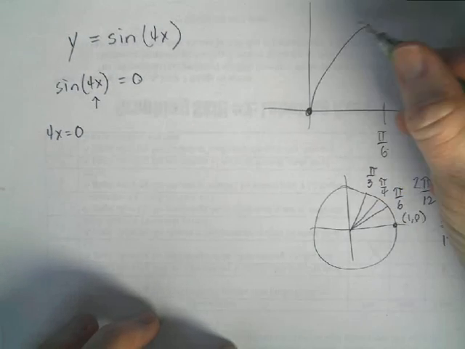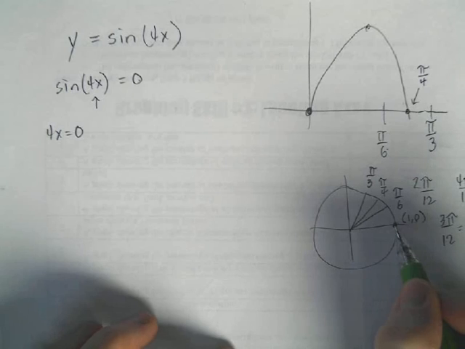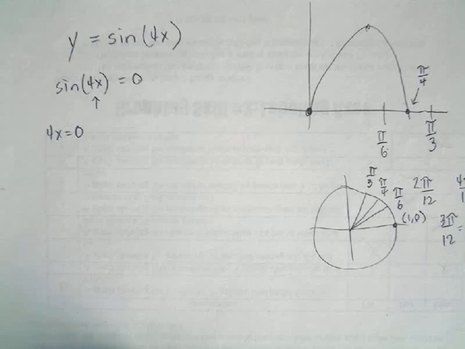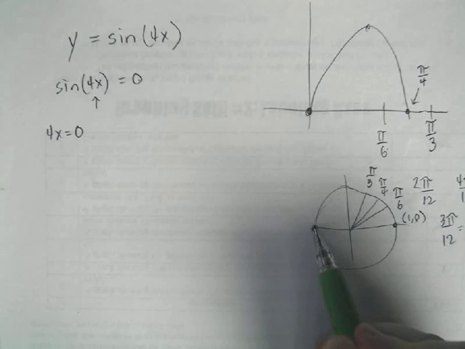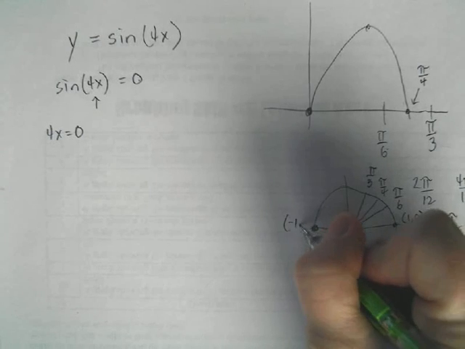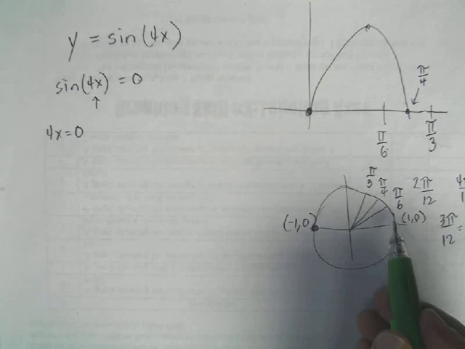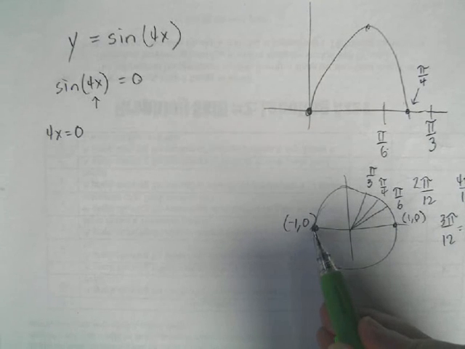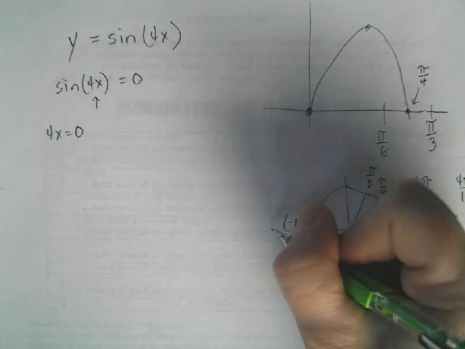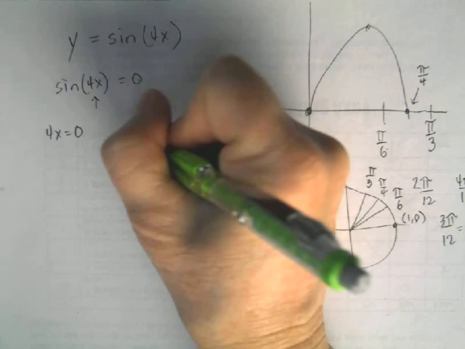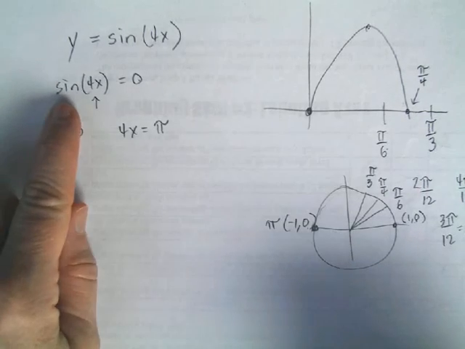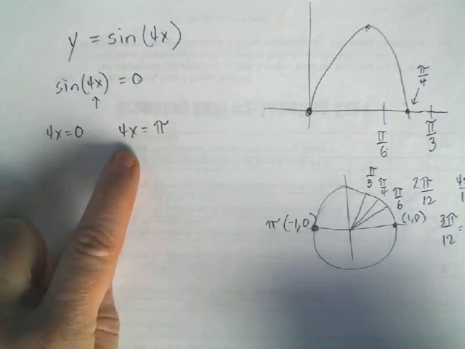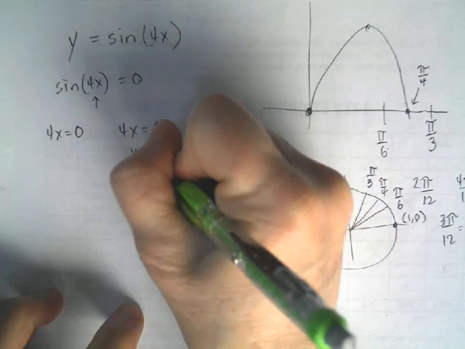Well, what about the next one? Where's the next place on my unit circle that sine of theta equals 0? Well, that would be over here, at (-1, 0). That's the next place on our sine function where sine of theta is equal to 0. So that is pi. So I know that 4x needs to be equal to pi. So sine of pi is equal to 0. Now I got to solve for x, divide both sides by 4, and you get pi over 4.